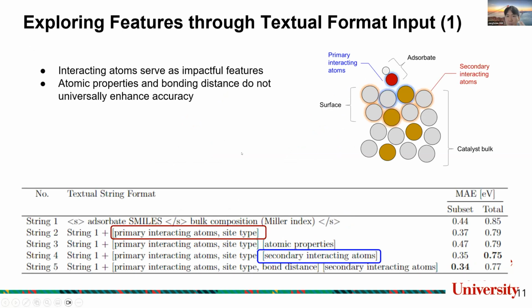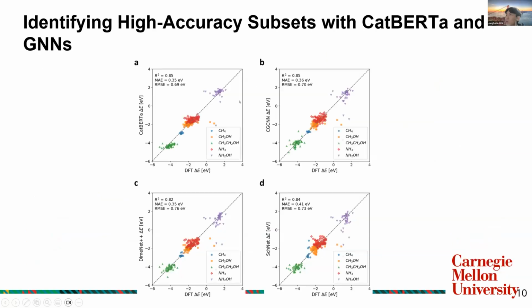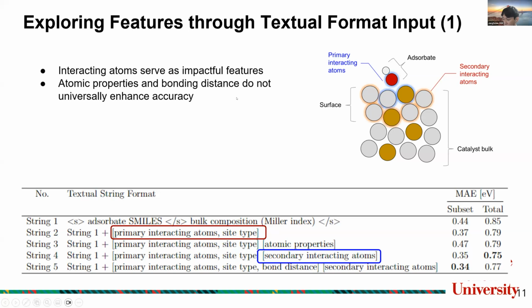Okay, for the feature exploration, we verified the good result from the CatBERTa model with this subset, and the main advantage of using the CatBERTa model is that it enables easier feature exploration. For the feature exploration with CatBERTa, we employed 5 distinct types of strings, each encompassing a different set of features. For example, string number 1 solely includes the type of adsorbate, the SMILES, meaning just the chemical symbols of the adsorbate, the bulk composition, catalyst composition, and its surface orientation. This is actually not enough to describe the adsorbate catalyst system, but even with this simple information, we can basically capture the basic correlation.